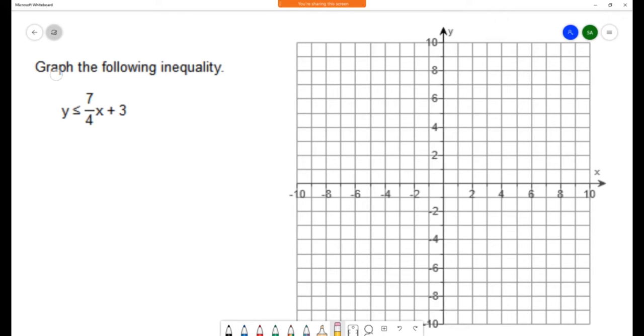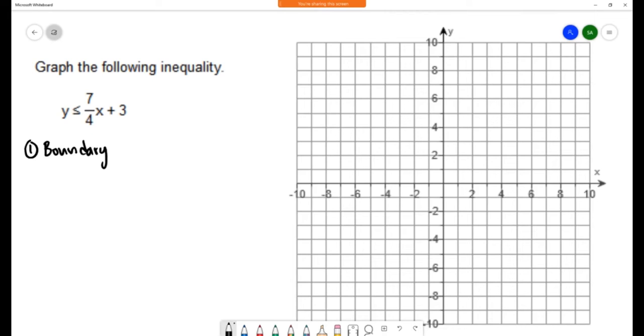On this question, we want to graph the following inequality. Y is less than or equal to 7/4 x plus 3. When we graph an inequality in two variables, we need to do that in two parts. We start off by graphing the boundary.